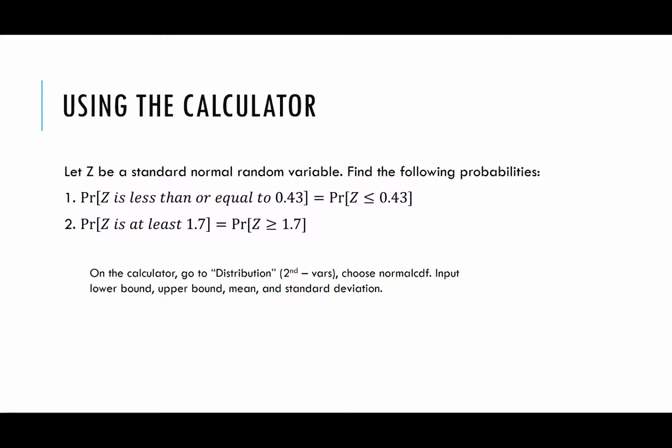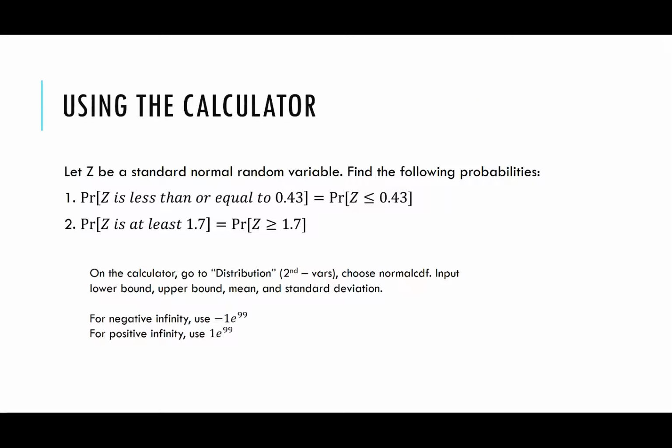So here's how you do it on a calculator. On the calculator, if you hit second vars, above vars it says distribute or something, but it's a distribution function. On there, you're going to choose normal CDF. And then it's going to ask you for 4 values: a lower bound, an upper bound, a mean, and standard deviation.